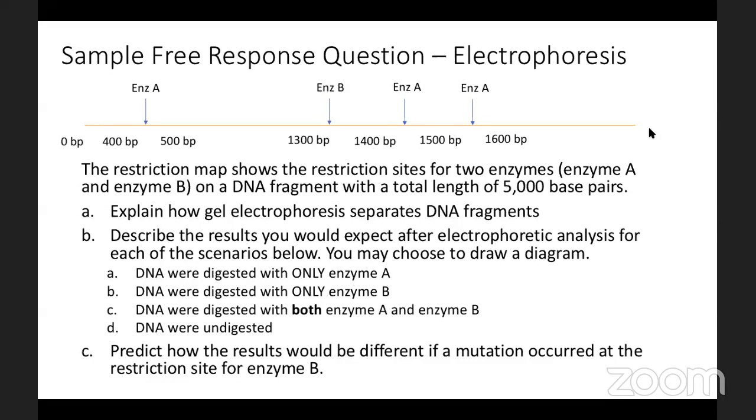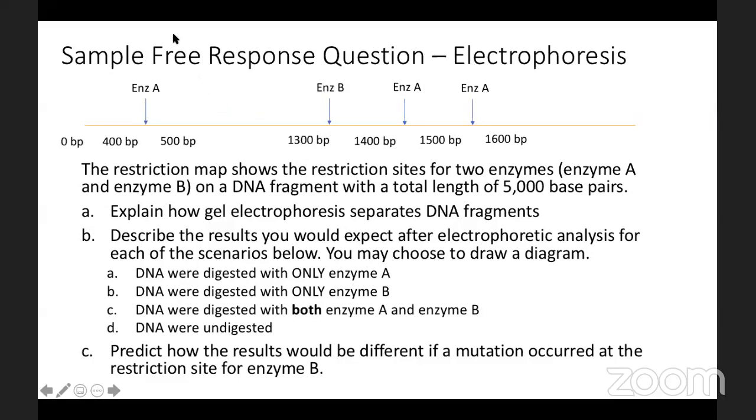In any case, the concepts are the same, right? So they're telling us this restriction map shows the restriction sites for two enzymes, enzyme A and enzyme B, on a DNA fragment with a total length of 5,000 base pairs. All right, looking at this map, are we looking at the entire segment of DNA on this map? Probably not, right? Because this number here is 1,600 and it says it's 5,000 base pairs long. So we're probably only getting a partial map. So that's the first thing to recognize.